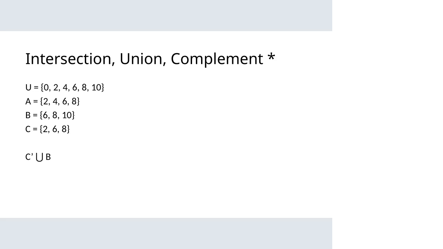So for this one, we're going to start out by needing C complement. So the first thing we've got to do is find C complement. C complement is going to be everything that's outside of C but inside the universal set. My universal set, that's all the numbers that exist for this particular problem. And C is right here, 2, 6, 8. So C complement is going to be everything else. If C is 2, 6, and 8, then C complement is going to be 0, 4, and 10.